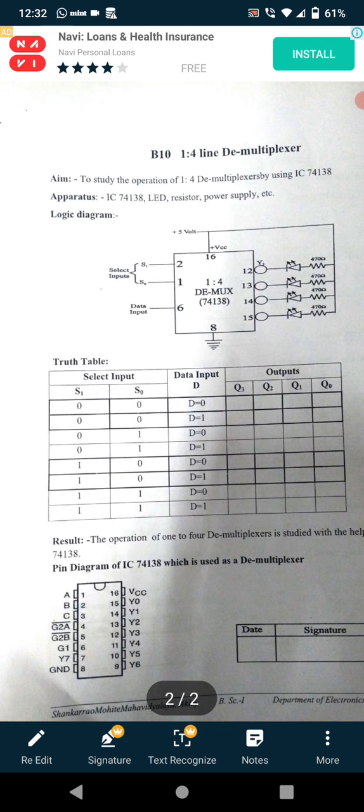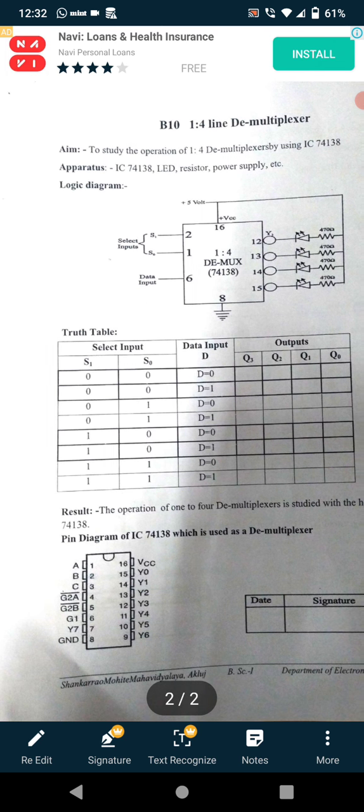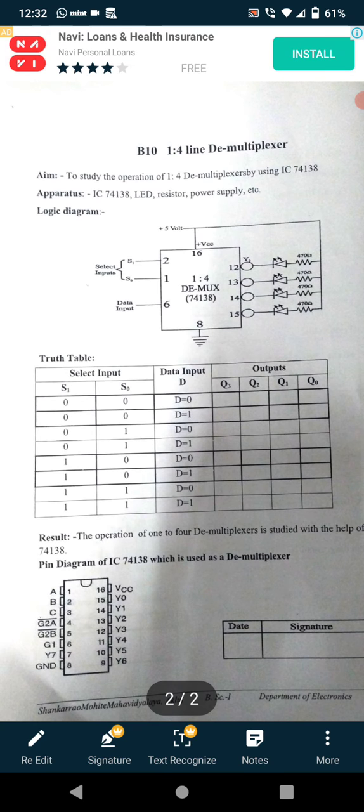Then the logic diagram requires the pin numbers of this 74138 IC. So here see the pin configuration of this IC. This IC is a DIP package, that is a dual inline package, available in 16 pins. In this IC, pin 8 is always ground and pin 16 is connected to the +5 volt supply. The remaining pins are used as required by our circuit diagram.